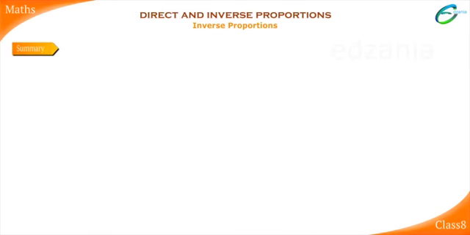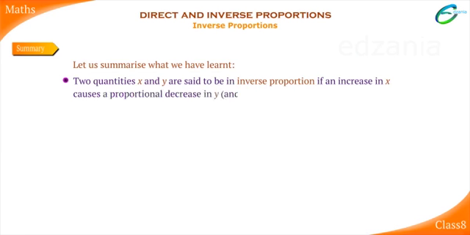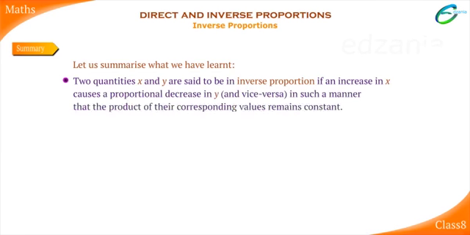Summary. Let us summarize what we have learned. Two quantities x and y are said to be in inverse proportion if an increase in x causes a proportional decrease in y and vice versa, in such a manner that the product of their corresponding values remains constant. If xy is equal to k, then x and y are said to vary inversely.